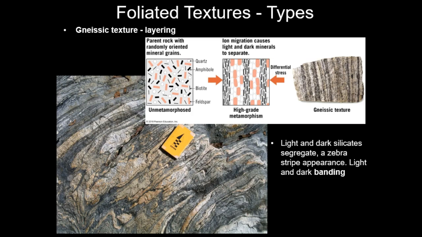The parent rock of gneiss is going to be granite, or it could be its volcanic equivalent, which is rhyolite, but it could also be a sedimentary rock like arkose or lithic sandstone, for example.